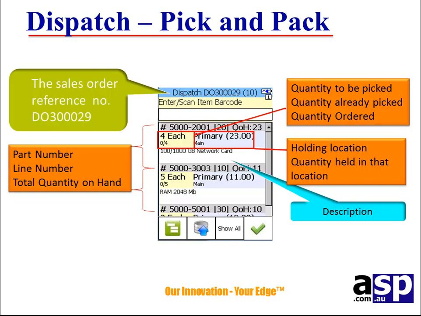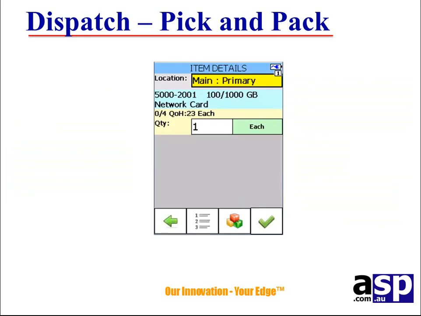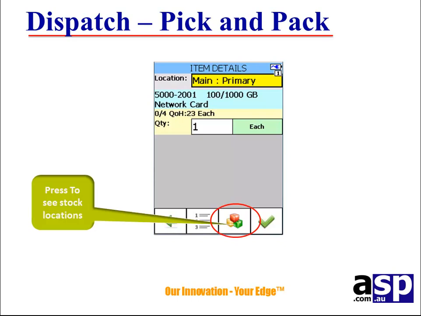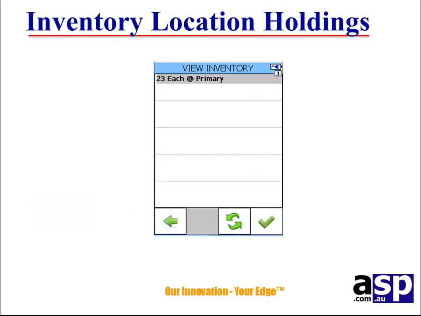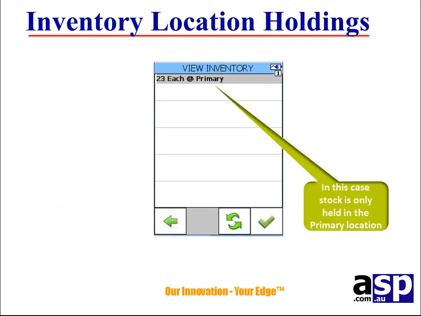Tapping on the View Inventory button at the bottom of the handheld screen will display stock levels at various locations. In this case, stock is only held in the primary location.